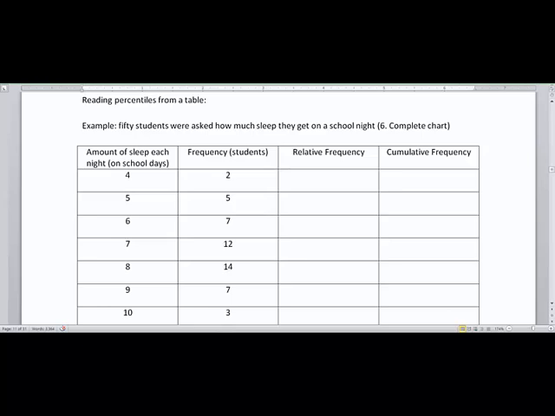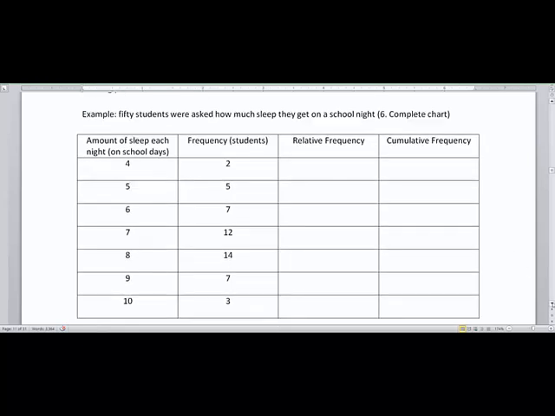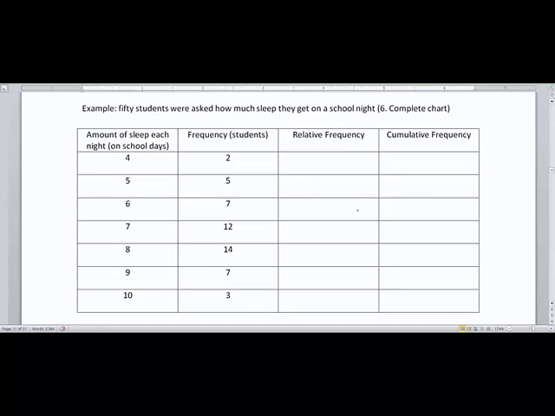Alright, so here's what we got. We have a survey done by 50 people. I'm just telling you that offhand because I've counted up all of the kids in this survey, and there are 50 people who reported how much sleep they get per night on a school day. The chart is read like this: there are 2 students who get 4 hours of sleep, 5 students who get 5 hours, 7 students who get 6 hours, and so on, until you get to 3 students who get a full 10 hours.